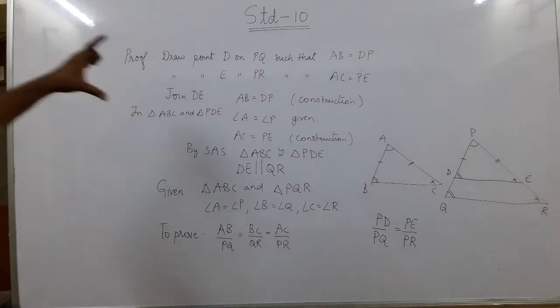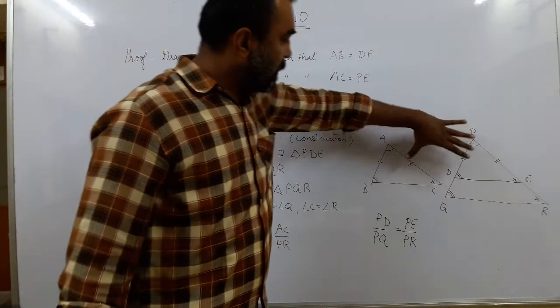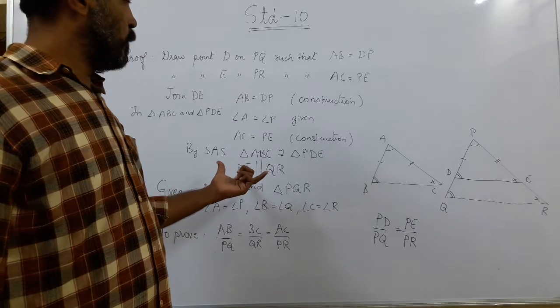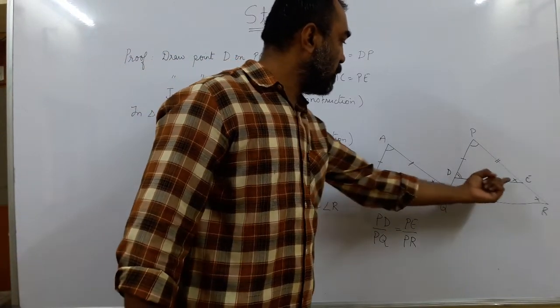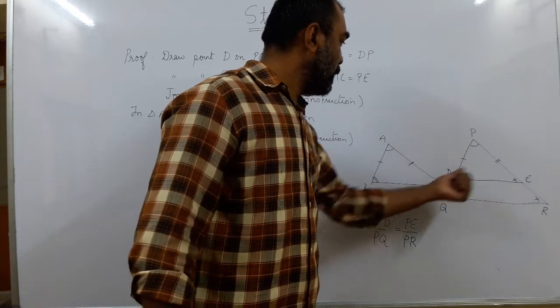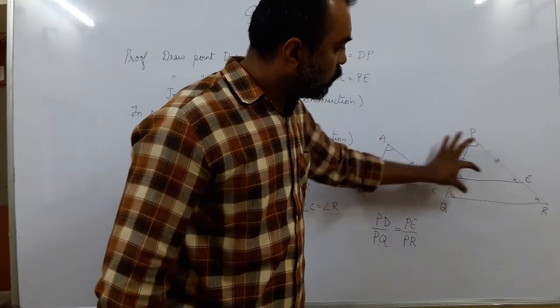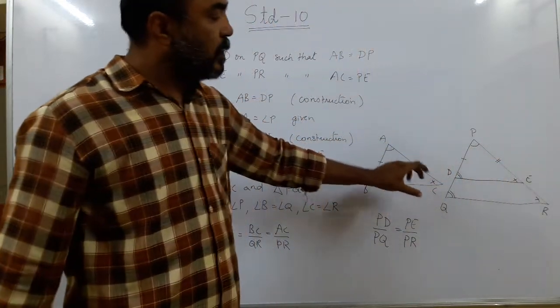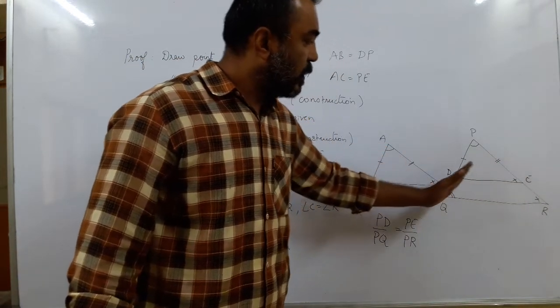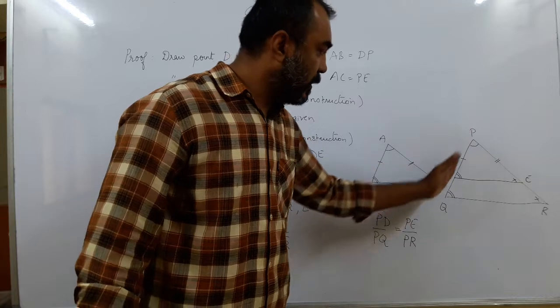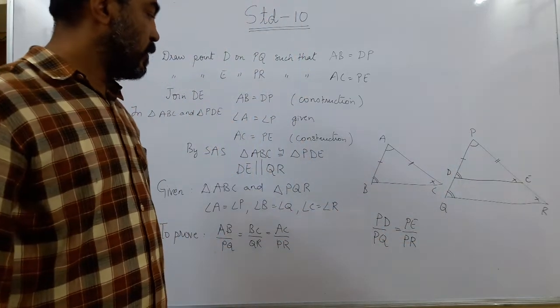So first I do the construction. By SAS I showed the two triangles are congruent. If they are congruent, their angles are equal. So I showed these two angles are equal, B is equal to D, C is equal to E. But now corresponding angles are equal, so the lines are parallel. And if a line is drawn parallel to one side, then it cuts the other two sides in the equal ratio. So we got this.